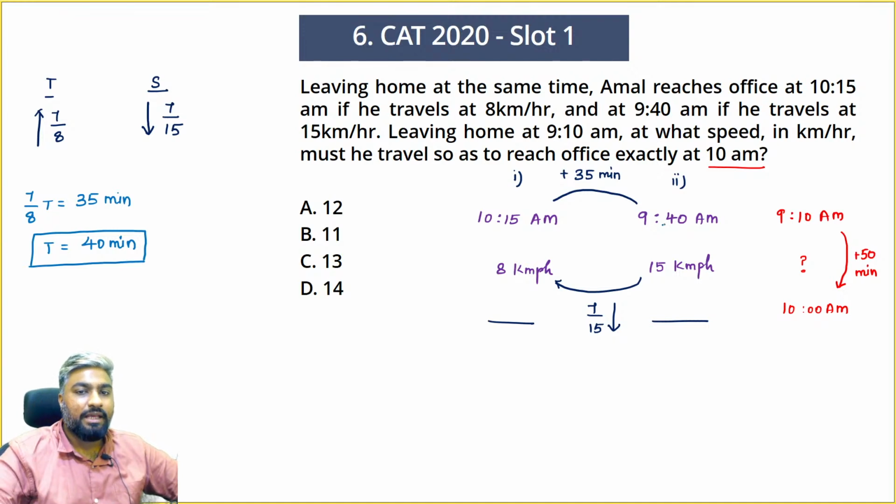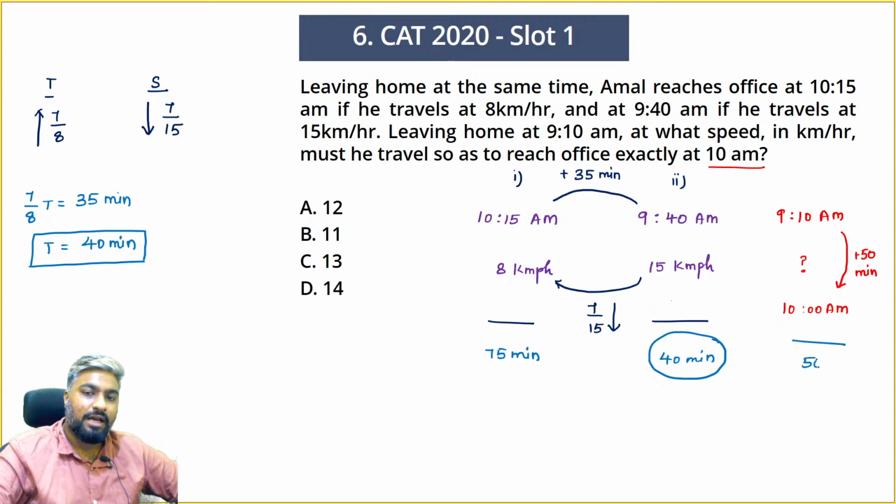Okay, so what is happening? Look at the second case alone, or you can look at the first case, either one of the cases. If he travels at 8 kilometers per hour, it takes 40 minutes. 40 minutes is this time, because we are going from decrease from here to here, increase from here to here. So this is 40 minutes, this will be 75 minutes. But we need to cover this 40 minutes distance in 50 minutes. Are you getting this? The distance of 40 minutes should be covered in 50 minutes. 10 extra minutes.